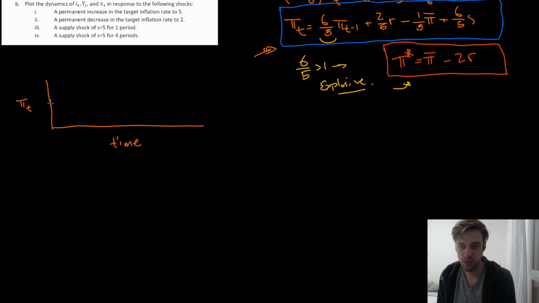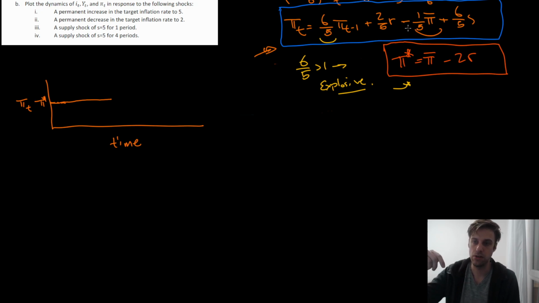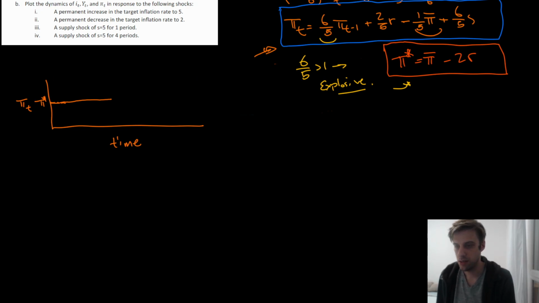We can assume the system is in the steady state. We'll start at pi star. So this is the only stationary point of the system, and it can carry on flat. But if we increase the target inflation rate, which is here, there's a minus sign. So if it goes up, then there will be a minus shock to pi t, which means that the system will immediately diverge to minus infinity.